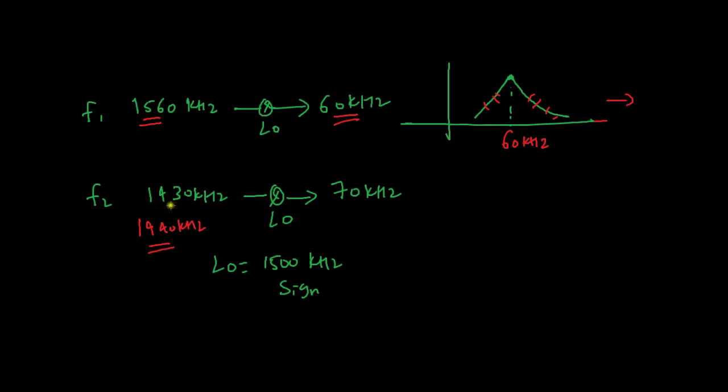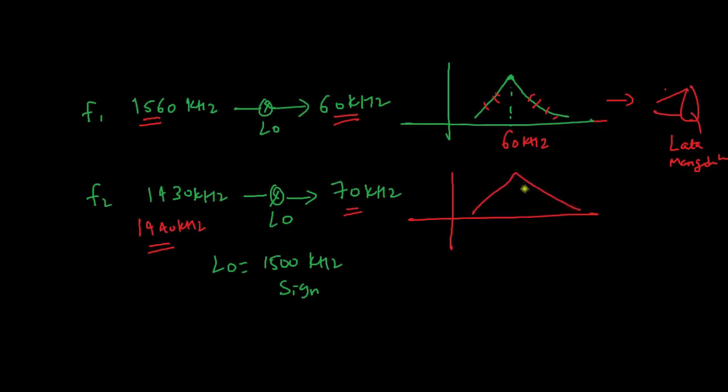So if it were 1430 kilohertz, suppose, what would happen? This 1430 kilohertz would mix with the local oscillator to give 70 kilohertz. So since you are already tuned into one station, you will continue hearing Lata Mangeshkar songs. And then Honey Singh songs will be at 70 kilohertz, so it will come somewhere here and it will be rejected by the IF amplifier and will not reach your radio. So you can hear Lata Mangeshkar audio for whatever time you like.